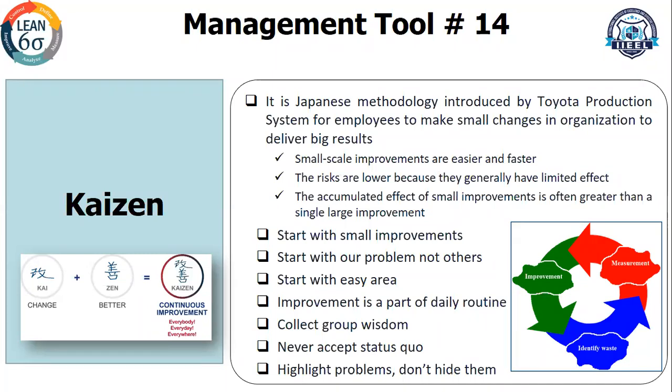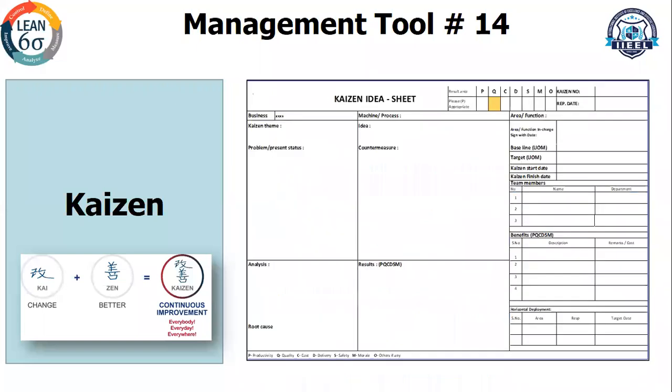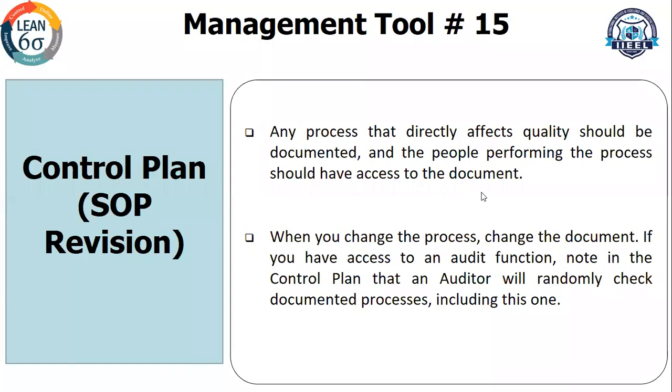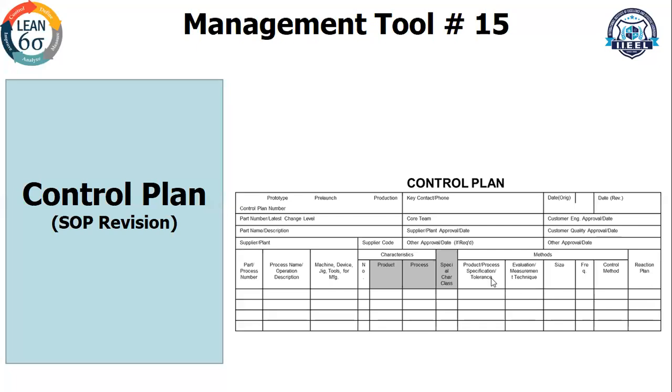So Kaizen is continuous improvement. I don't want to tell much about this. The Kaizen tool is a template for continuous improvement, and this is how the template looks. You can use this for generating ideas from each of the people. And then you have a control plan in the management tools. After doing all the improvements, how do you control the process? How do you ensure that it is integrated with the SOP? That is very important, and you have the control plan tool for it.